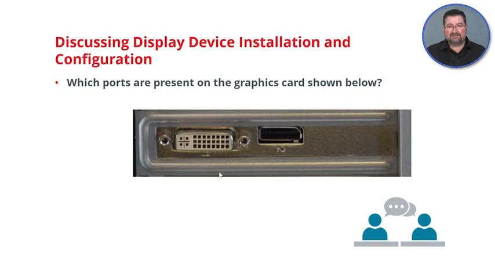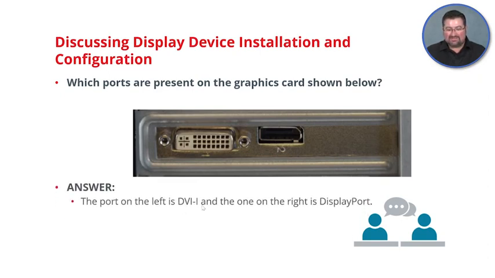What are we looking at here? Holy moly, that is a DVI. So what type is it? The answer is it's a DVI-I, the I meaning analog or digital. And the one to the right here, and this is very hard to tell from other ones, this one's hard to visually know, but that's a DisplayPort.